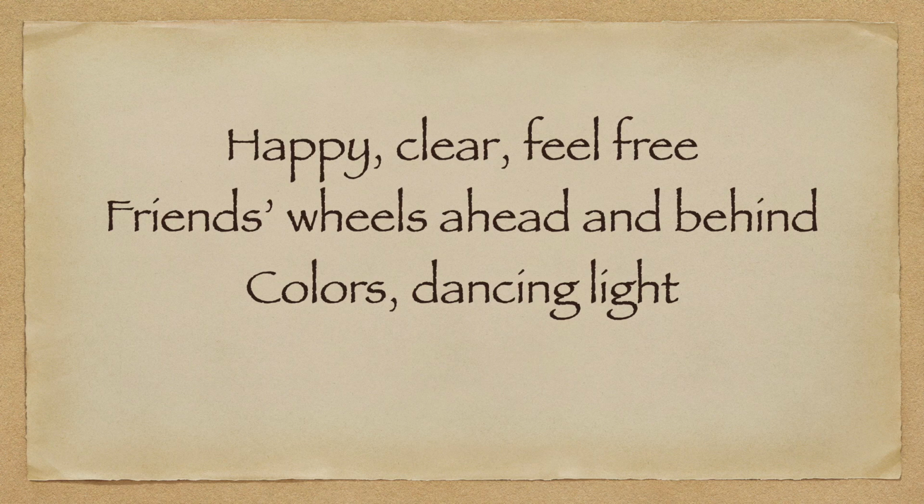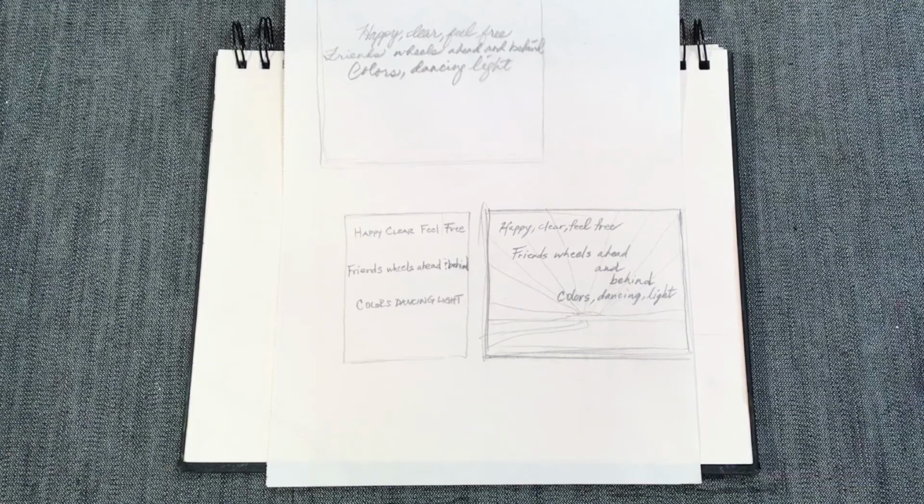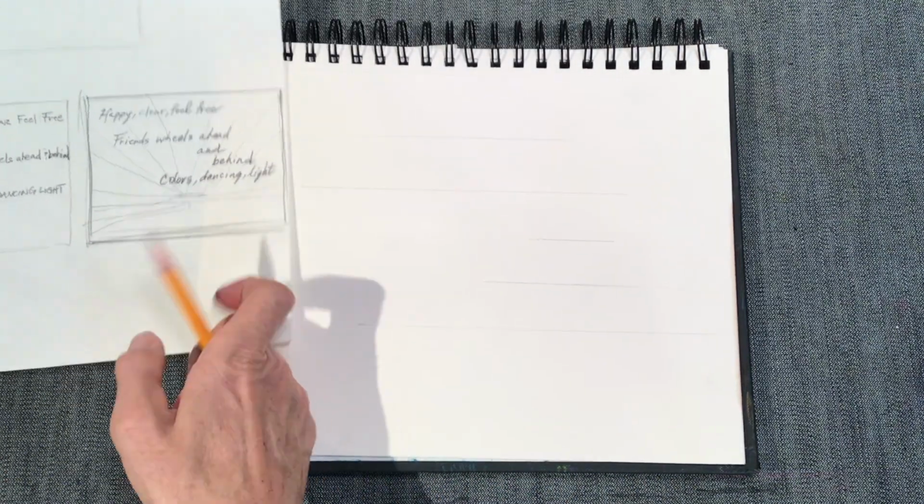The next part is to figure out how you want to do the layout. Where do you want the words to be? What kind of font do you want to use? And what kind of drawing do you want to pair with the poem? The best way to accomplish this is by doing these small studies first before you start on the final project.